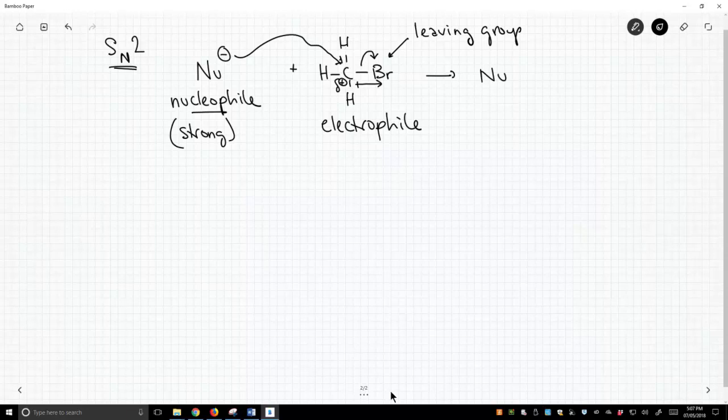And what we get is the nucleophile attached to our carbon, and our poor bromide gets ejected. That's why we call it the leaving group. So this is the basis of the reaction.